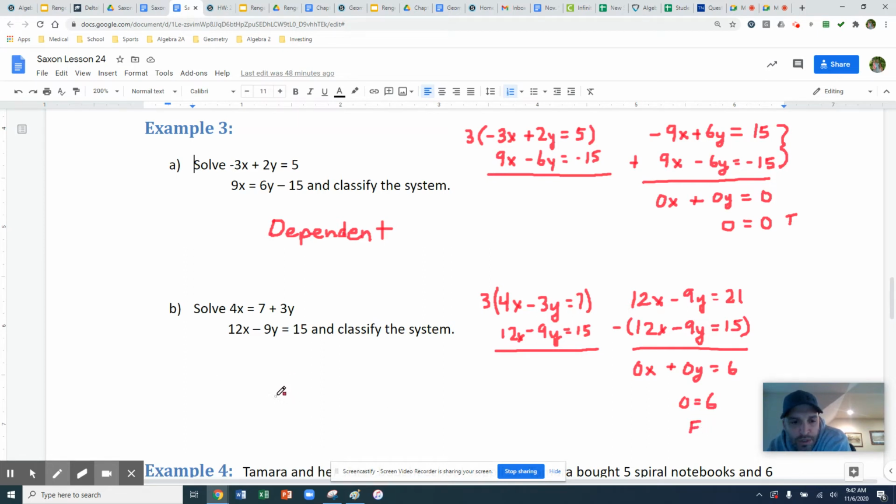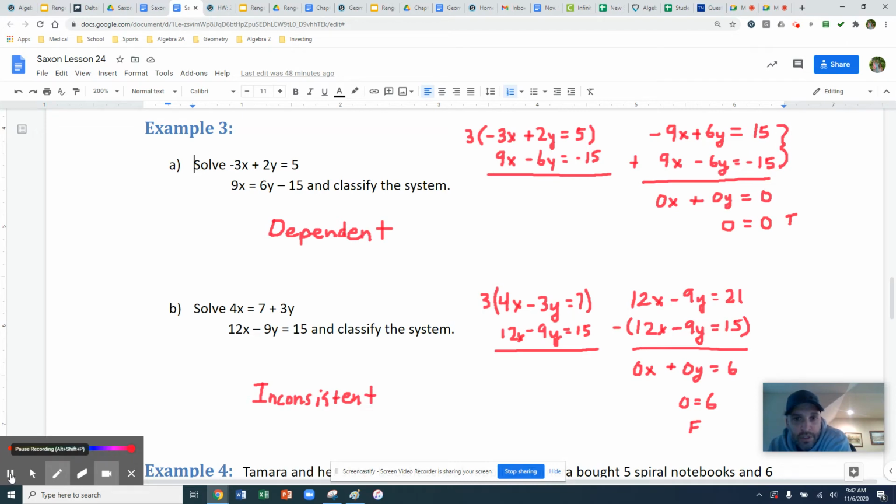So this one is going to be two different lines that have the exact same slope, which is going to be parallels, which are inconsistent systems. So they have no solution. They're never going to touch each other. So we call that one inconsistent.